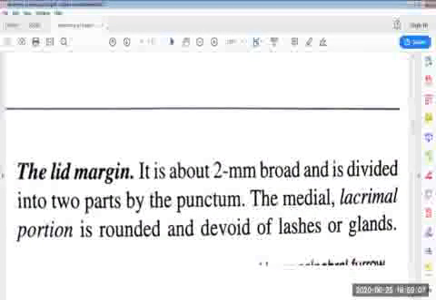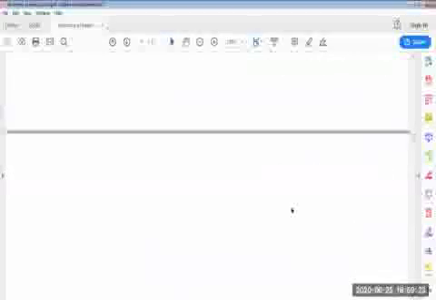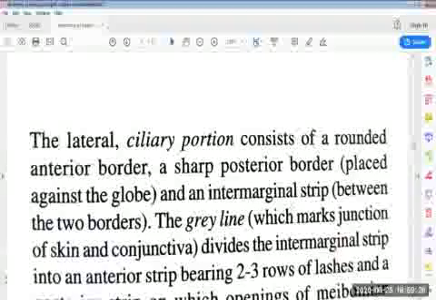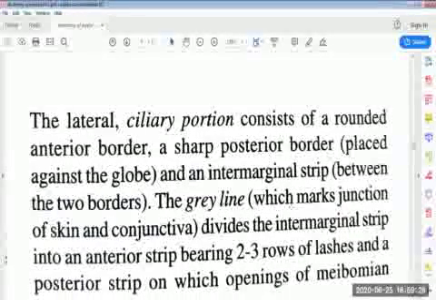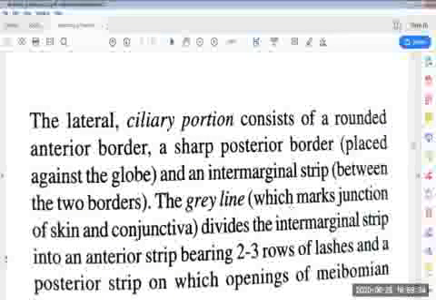Then we come to the lid margin. It is about 2 millimeter broad and is divided into two parts by the punctum. The medial lacrimal portion is rounded and it is devoid of lashes or glands. The lateral is called the ciliary portion and it consists of a rounded anterior border, a sharp posterior border, and an intermarginal strip between the two borders. Two borders means the anterior border and posterior border. In between the two borders, there is an intermarginal strip.